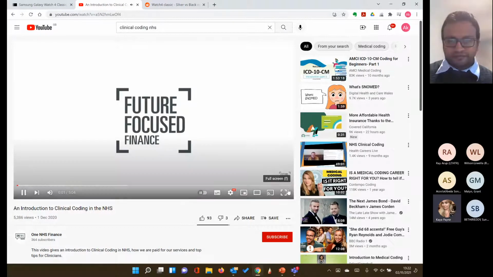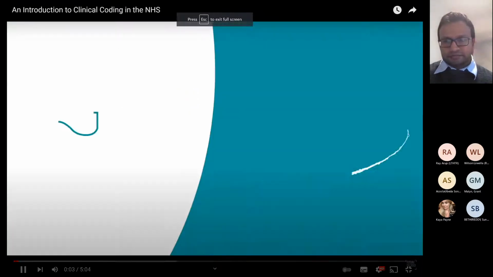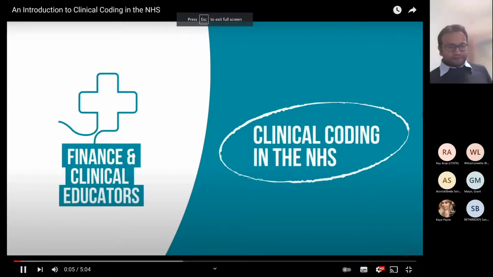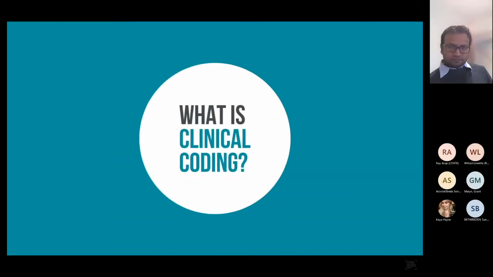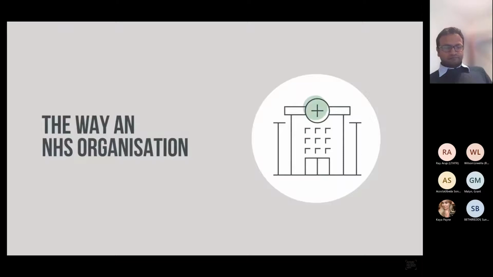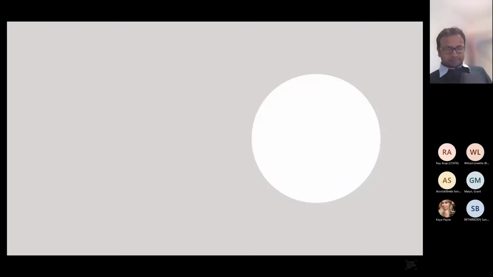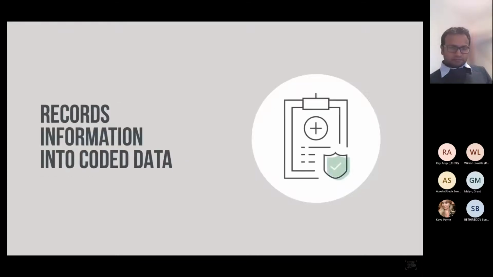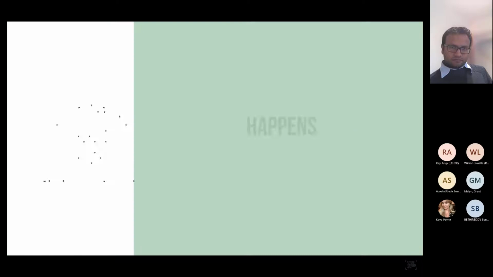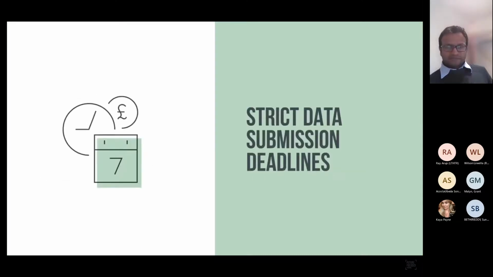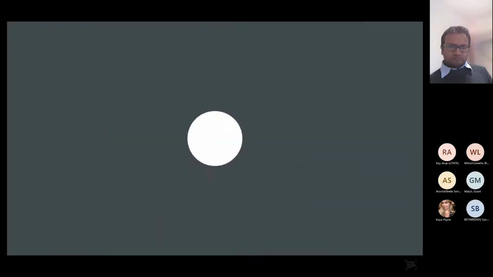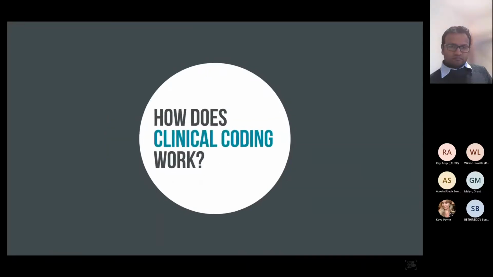Finally. Perfect. This animation will give an overview of clinical coding in the NHS. Essentially, clinical coding is the way an NHS organisation records information on what care is given to their patients. It is the translation of the patient record into coded data. It is usually done after the patient has been discharged, and there are strict deadlines that need to be adhered to for data submission. So how does clinical coding work?